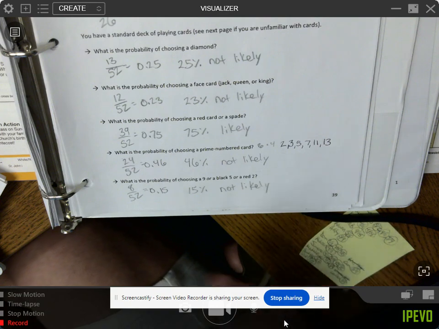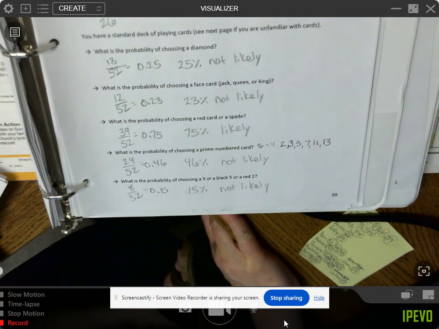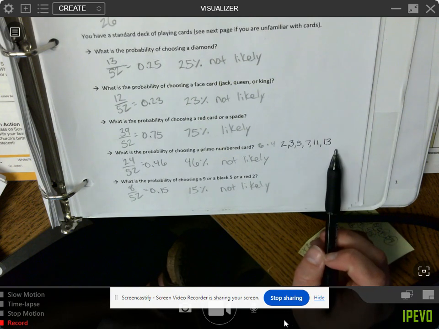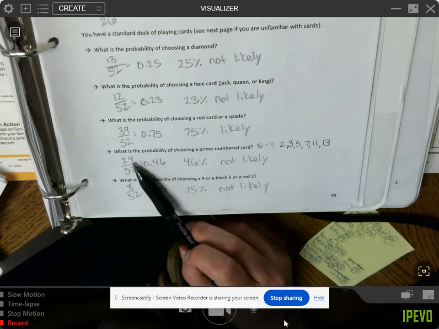How many of us knew that there were 6 primes and we had to multiply it by 4 because there are 4 suits? So how many had 24? Did you have 24 out of 52, Melanie? Yeah. Dominic, you got that too? So can you wait till we're done correcting?